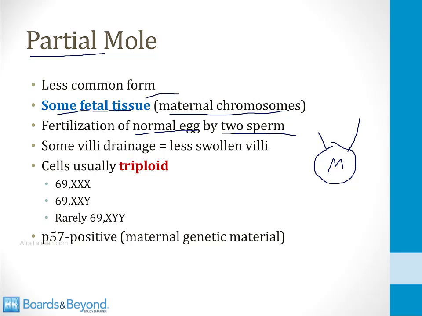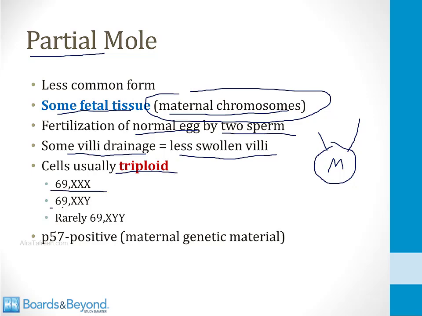Now, because maternal chromosomal material is present, there will be some formation of fetal tissue and some drainage of the villi that form. And for this reason, the villi in a partial molar pregnancy are less swollen. Because you have a haploid maternal egg fertilized by two sperms, the cells are usually triploid, so they will be 69XX or 69XXY. Very rarely they can be 69XYY, but remember, when you have two Y chromosomes in a cell, those cells usually will not grow. And in contrast to the complete moles, partial moles are P57 positive because they have some maternal genetic material.